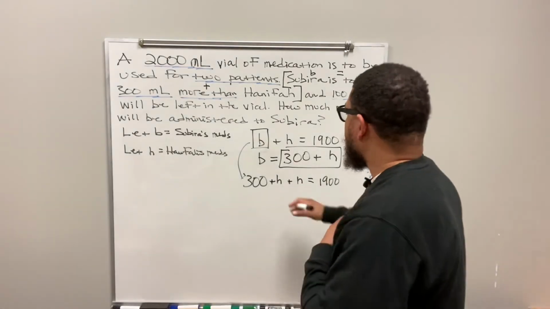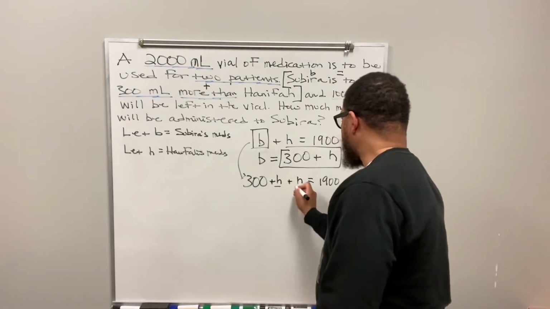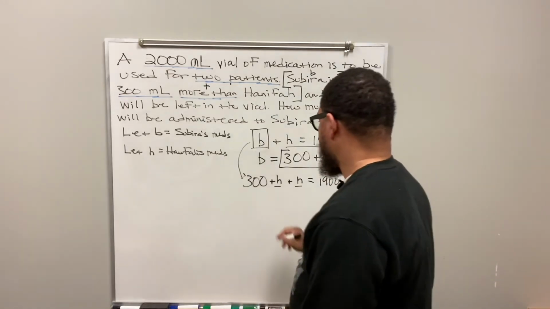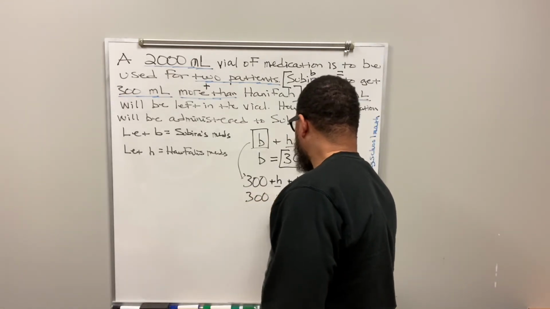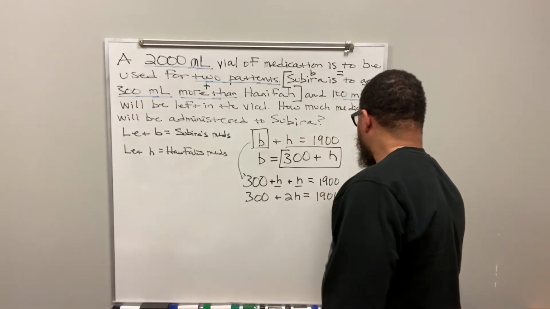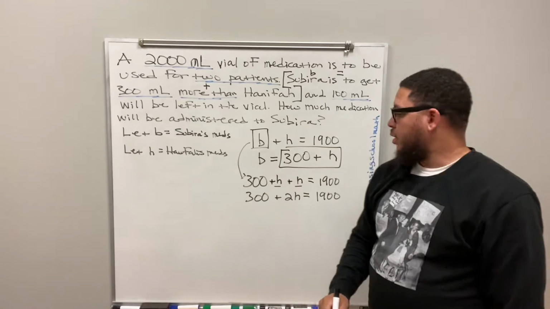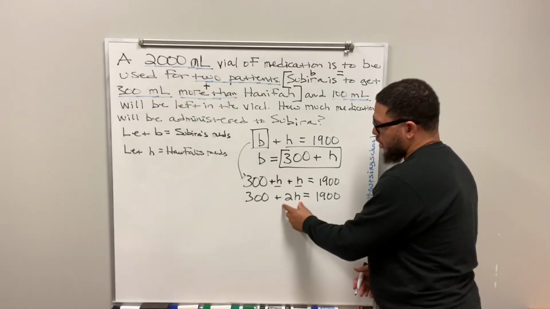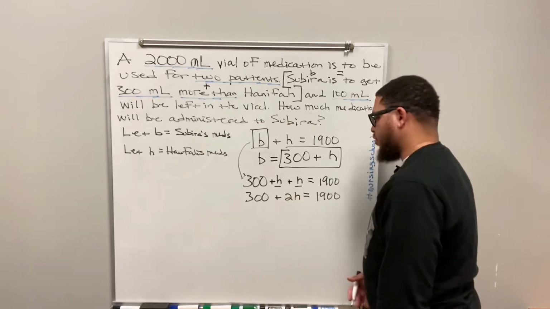So watch this. Now, I see 2 like terms. I see H and H. So I'm going to combine like terms. So that's going to give me 300 plus 2H is equal to 1900. All right? We're getting closer. Now, my goal is first to isolate 2H. I'm going to isolate 2H by itself, right?